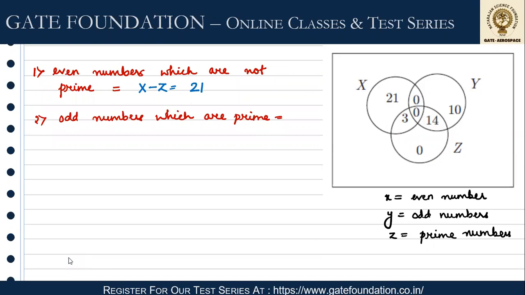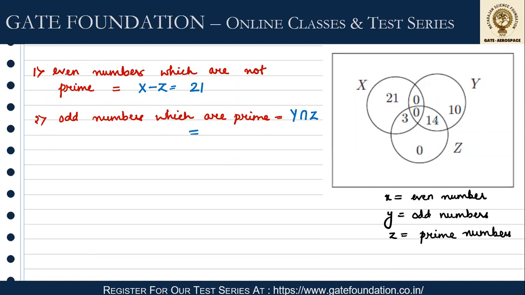Y plus Z. Yes. What is odd numbers? Odd numbers is set Y, which are prime, which is also prime, so Z. So we need to find the common between both. We need to find Y intersection Z. So Y intersection Z basically means the thing which is common between Y and Z.